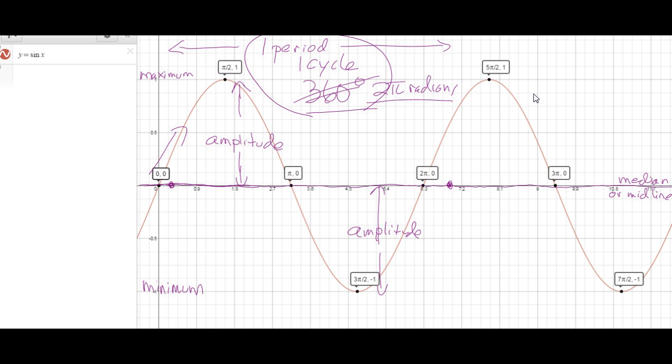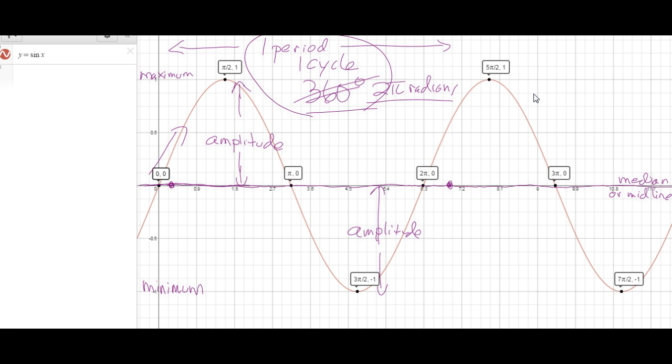From 0 to pi over 2, we're climbing up to the maximum. From pi over 2 to 2 pi over 2, which we would just call pi, right? 2 over 2 is 1. We're back to the middle. From 2 pi over 2 to 3 pi over 2, we go down to the minimum, which is sitting at negative 1. And from 3 pi over 2 to 4 pi over 2, 4 over 2 is just 2, so we call that 2 pi. Right? So we've got a half pi, full pi, 1.5 pi, or 3 halves pi, and then 2 pi.